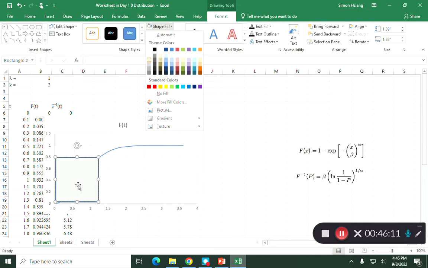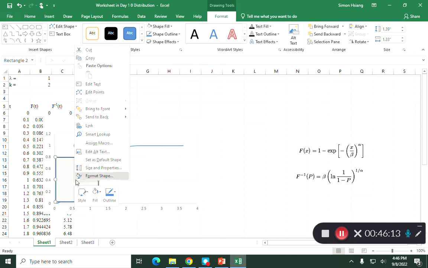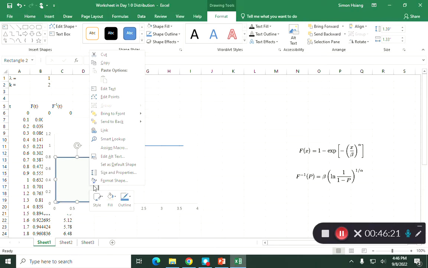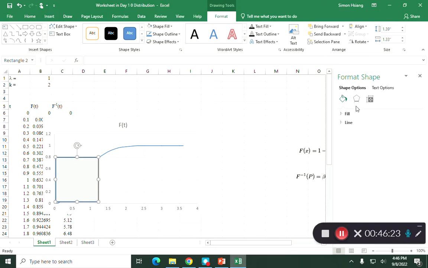I thought they can have semi-transparent. Couldn't find it. Oh, here we go. So let me do it. Now I got it.